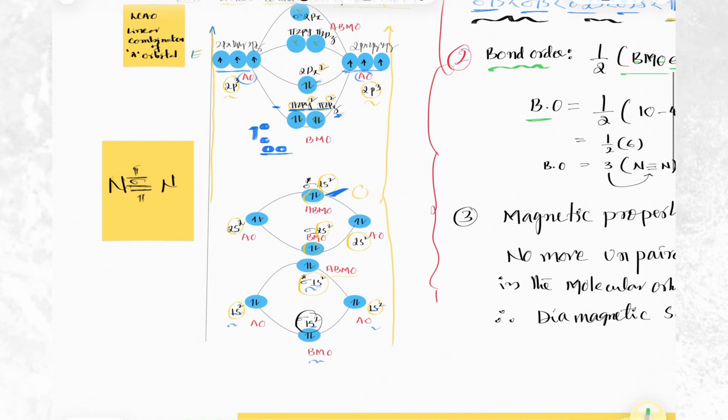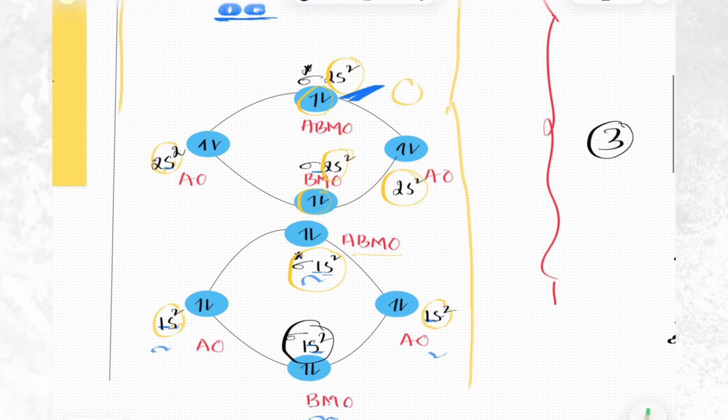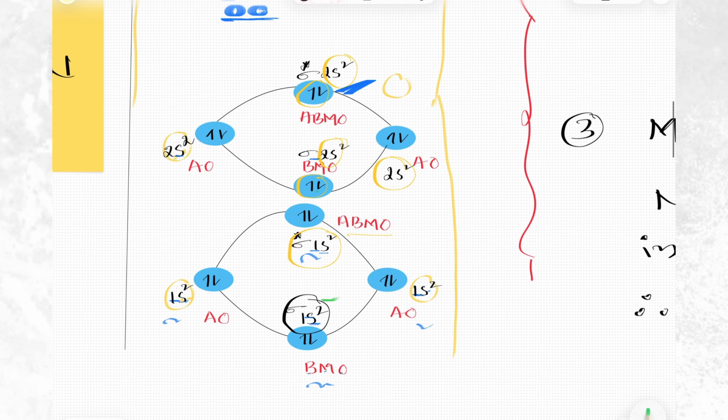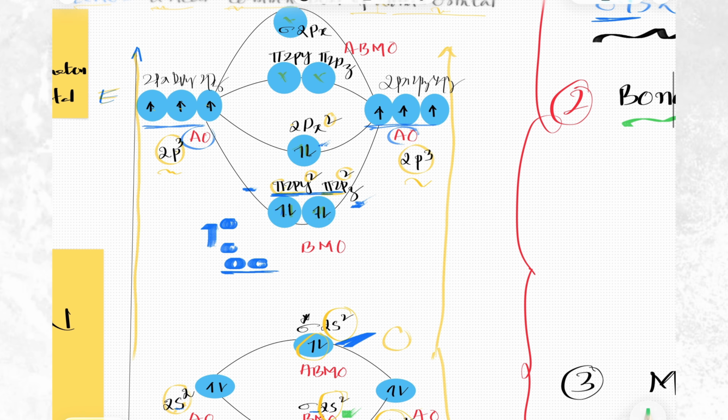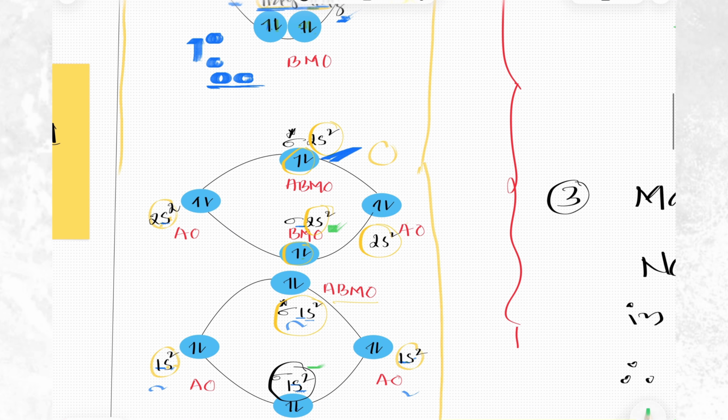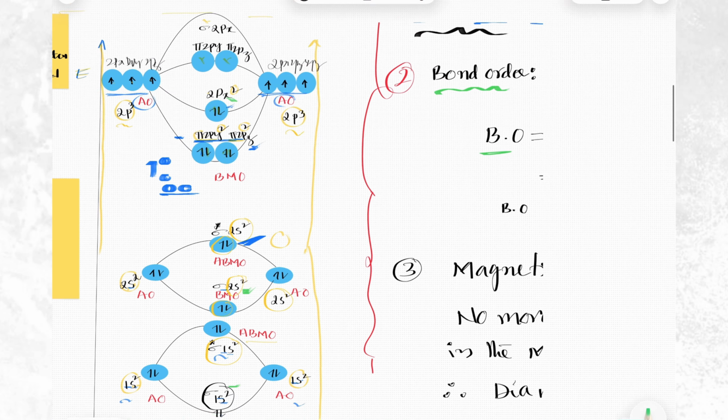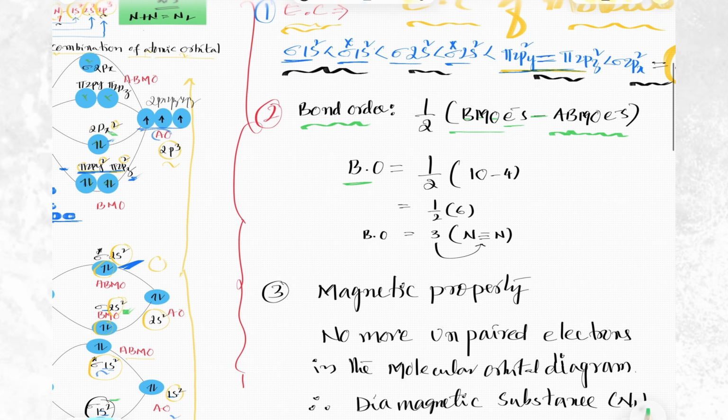Yeah, we can check it out. How many bonding electrons? Bonding means down. So here 2 electrons, here 2 electrons, 2 plus 2, 4. Here 6 electrons. So totally we have 6 electrons here, 2 electrons there, 2 electrons there, and the remaining 2 electrons here. Totally how many electrons? 10 electrons.